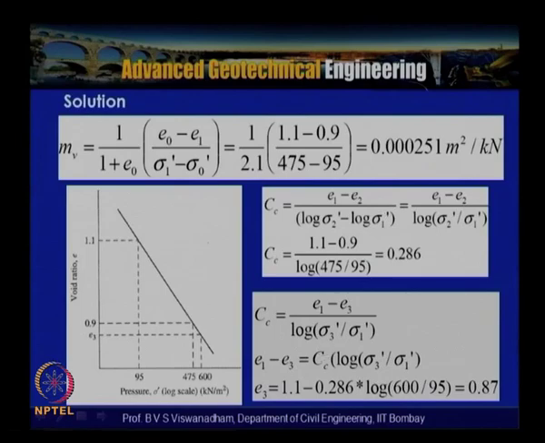So what we have done in this problem is that the given data is plotted, and then we have determined the coefficient of volume compressibility that we have been asked. Then afterwards we determined the compression index from the given data, and then we were asked to find out the void ratio of the same soil undergoing consolidation, the void ratio at a pressure of 600 kilopascals. So that works out to be 0.87.